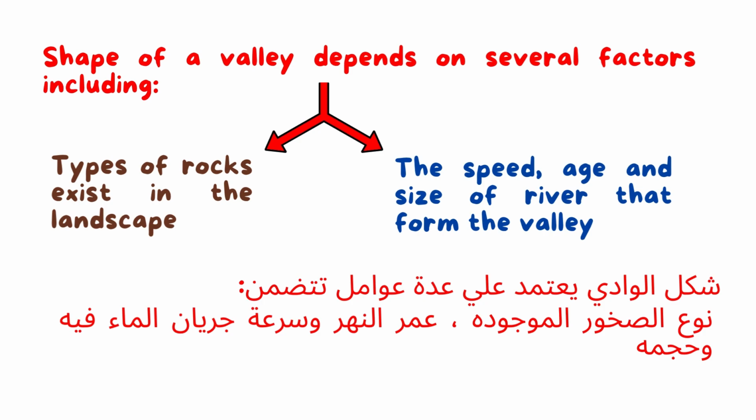So the shape of a valley depends on several factors, including what? The type of rocks that exist in this landscape, and the speed, age, and size of the river that forms the valley. So the shape of a valley depends on some factors: the type of rocks, and the speed, age, and size of the river that forms the valley.